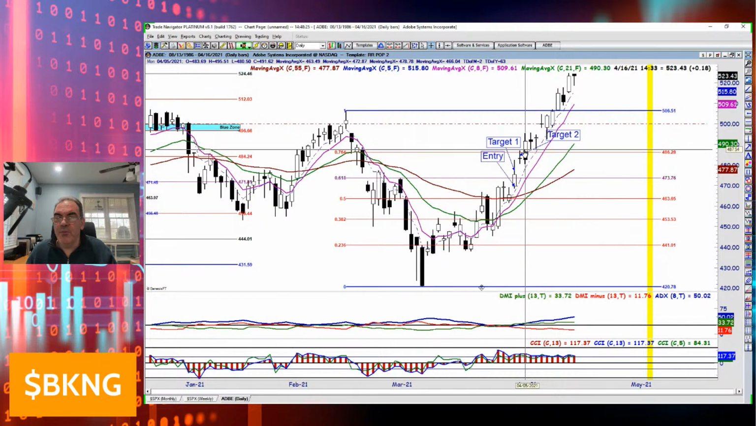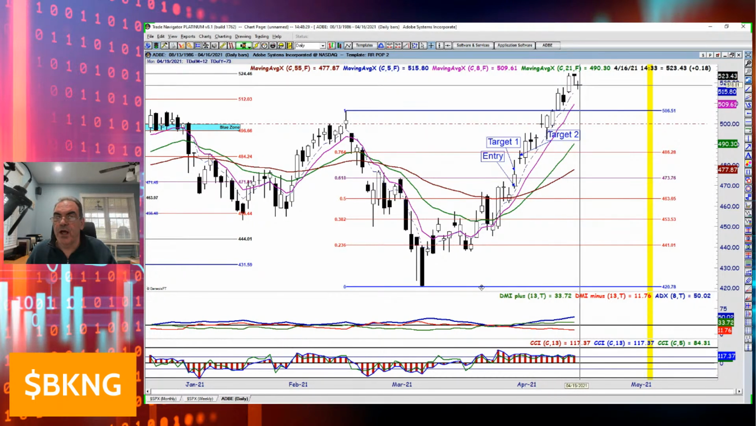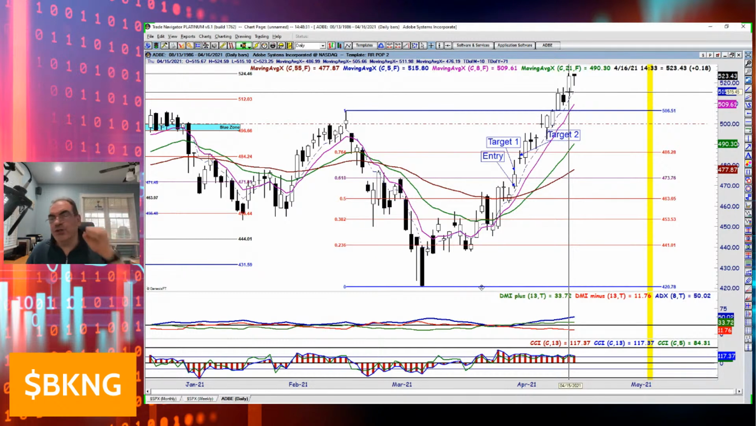Once we moved up to here, my new stop is a close below the 5 moving average, which is that blue line. So we're just going to let this one chugga and keep going. We're not going to fight it. We're not going to take the money off. I'm not going to go, oh, but it's going down a little bit, I should get out. No, you shouldn't.